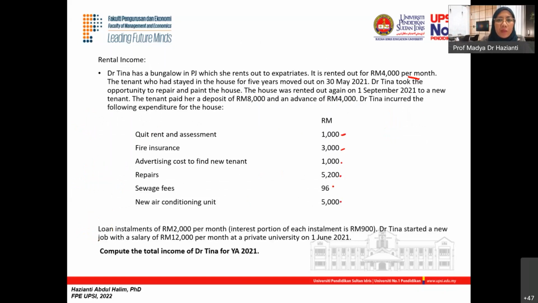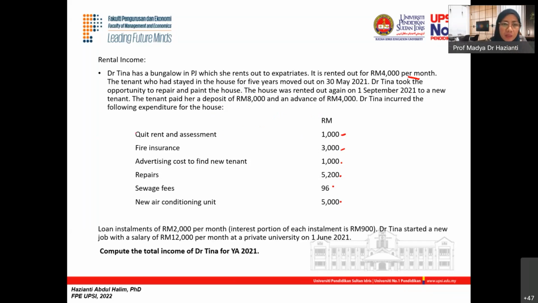Okay, next is rental income. Okay, rental income, how much is the rental? Kita 4,000 per month, orang tu keluar bulan Mei. So Dr. Tina took the opportunity to repair and paint the house. Rented again on September, 4,000. Tenant paid her deposit of 8,000 and advance of 8,000. Incurred the following expenditure for the house.